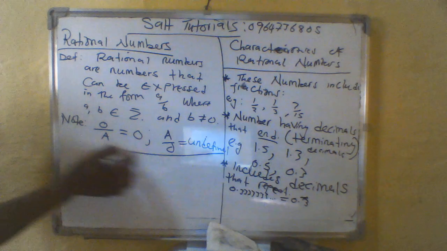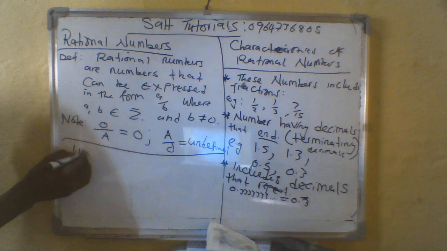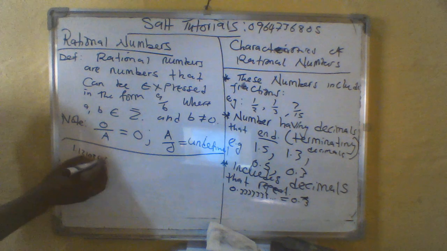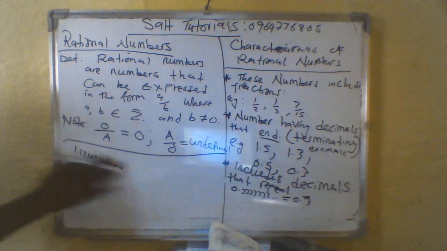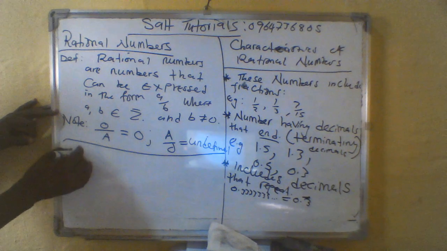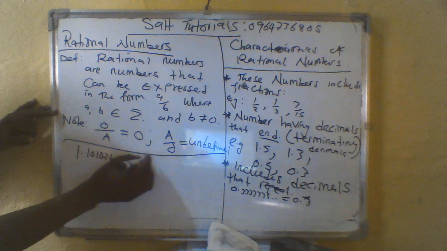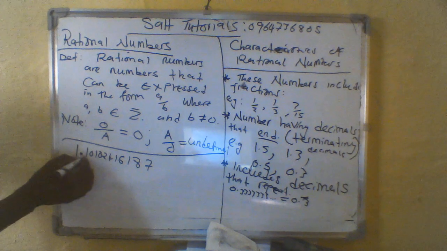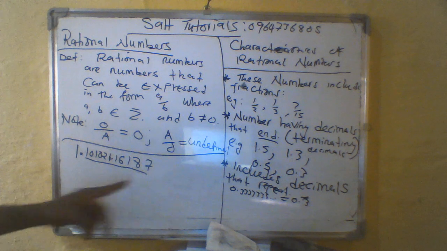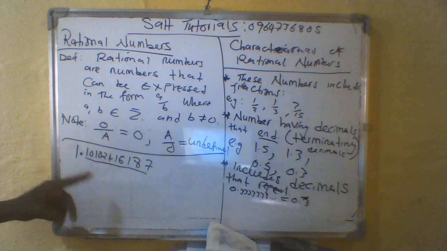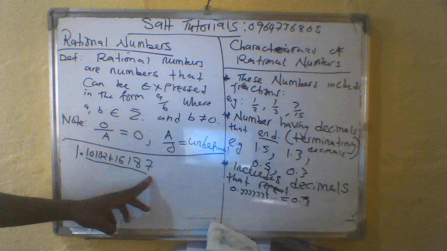For example, let me use this part of the board. I have something like 1.121034617, everything the way this number is moving. Sorry, my handwriting. So 1.1010241687, those cases. These are decimal numbers that are not ending. They will just continue moving, for example 1018. So it's difficult to express this in the form of A over B.